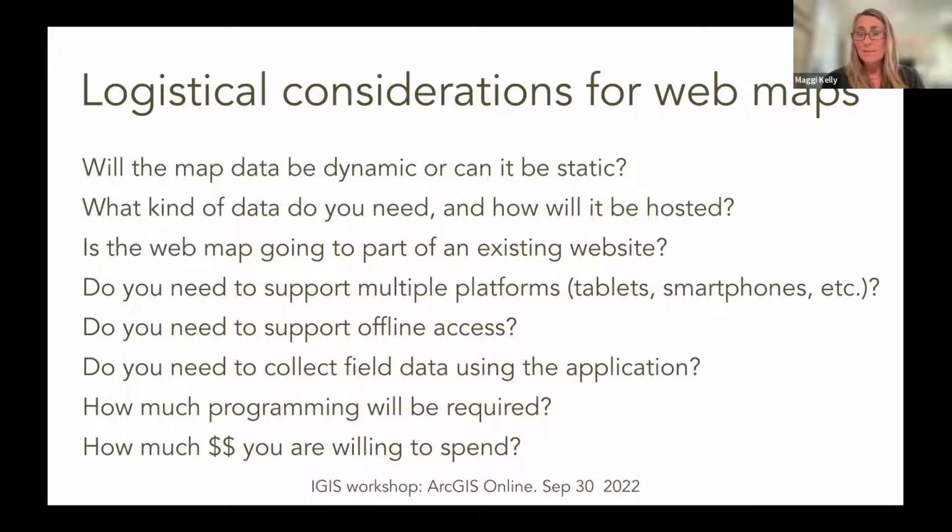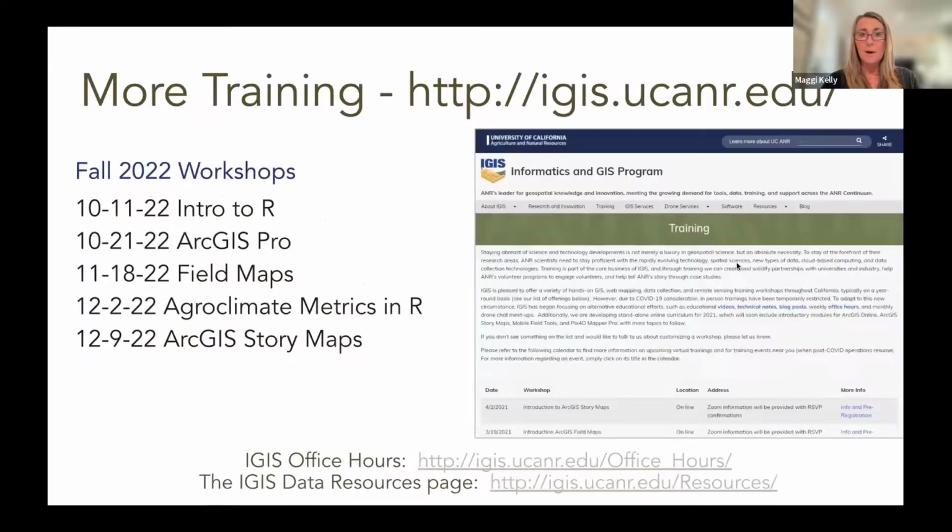Or are you developing a field mapping app where somebody might actually go somewhere where they don't have internet access? What are the considerations there? Do you need to collect field data? How much programming is going to be required? Everything that we're doing today is programming free, but everything we're doing today could be done in a coding environment. And then how much money are you willing to spend? So these are all things to think about in the back of your mind.